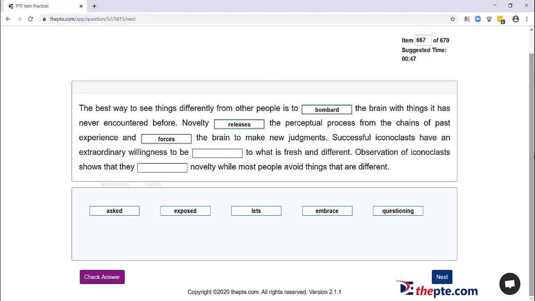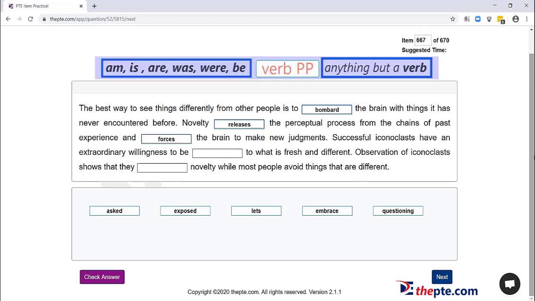In gap 4, based on this rule, you need to have a verb in its past participle form, of which there are 2, and the best answer based on the meaning and collocation is exposed.